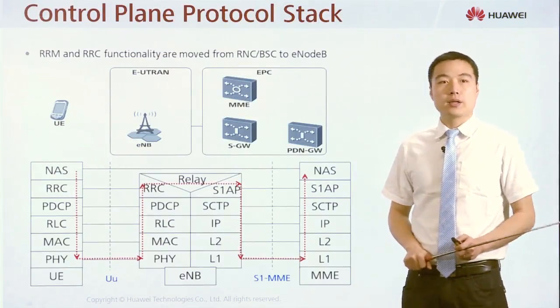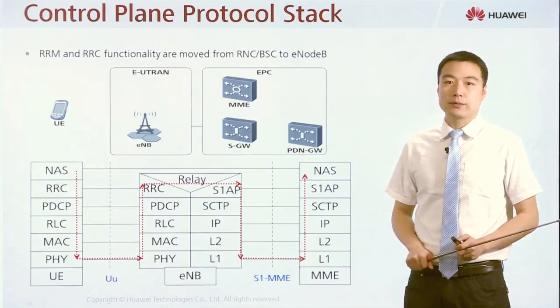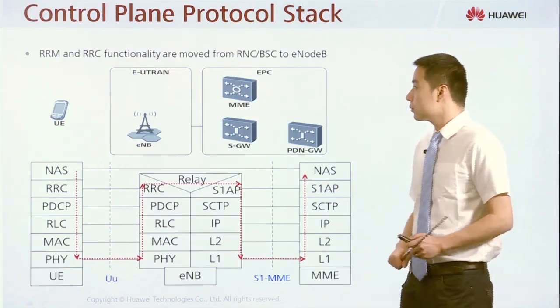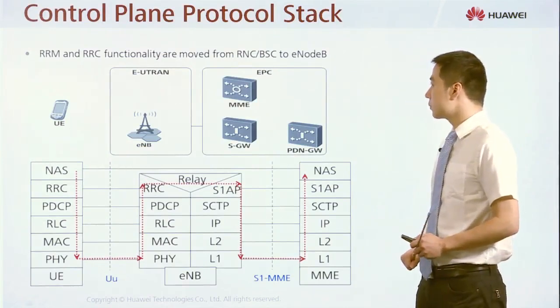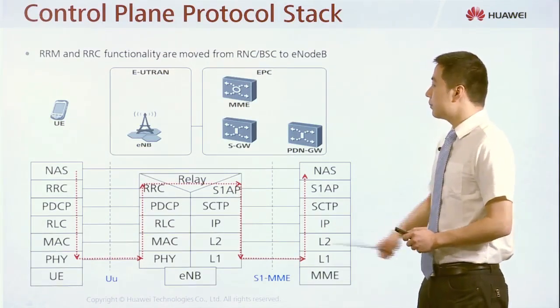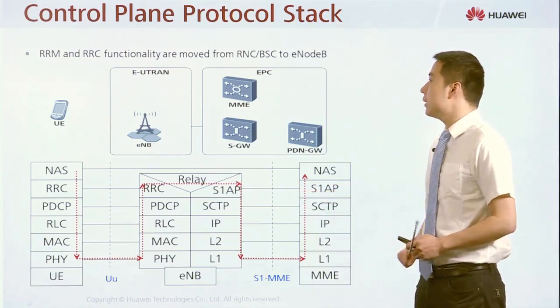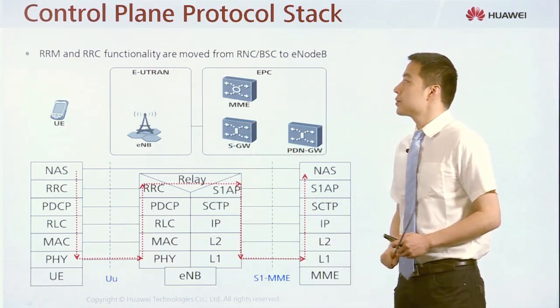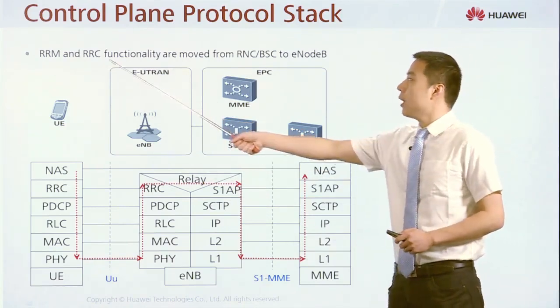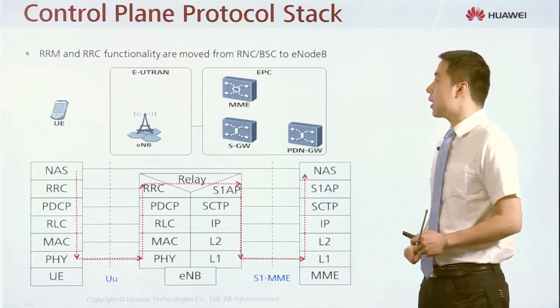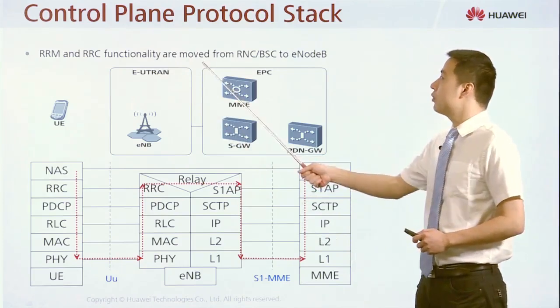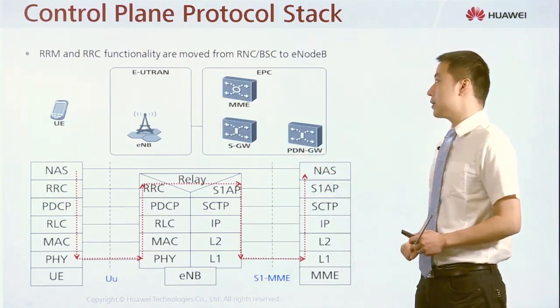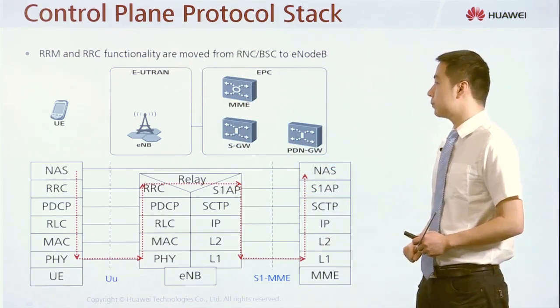Let's look at the control plane protocol stack. Actually, here, this is the eNode-B. The RRM, Radio Resource Management, and the RRC functionalities are moved from the RNC and BSC to the eNode-B.